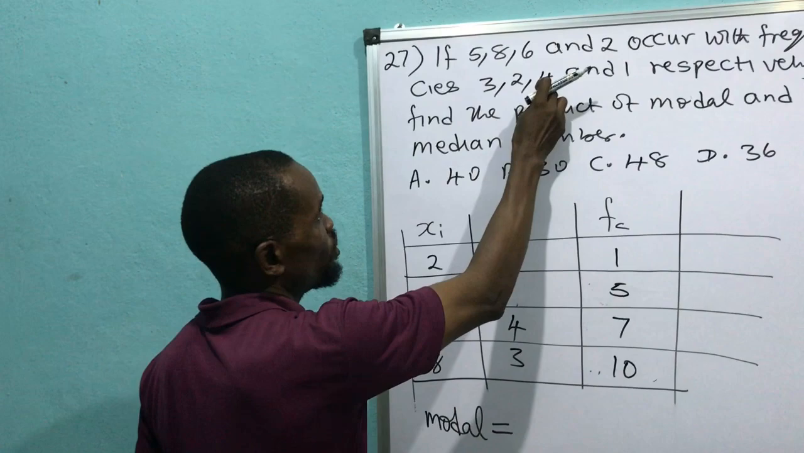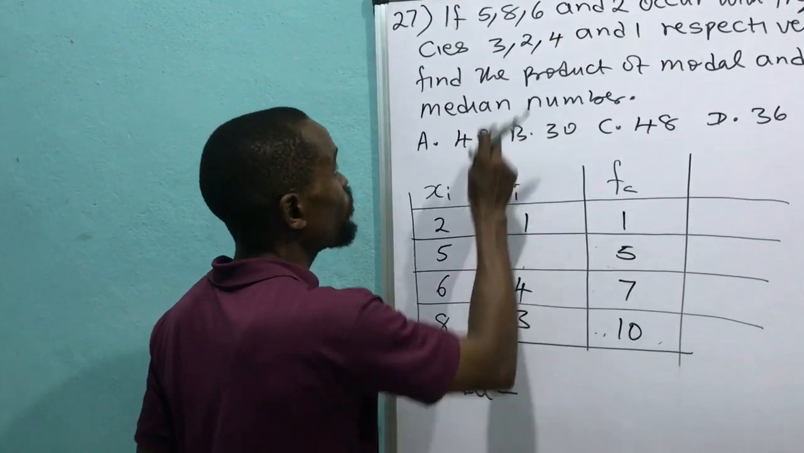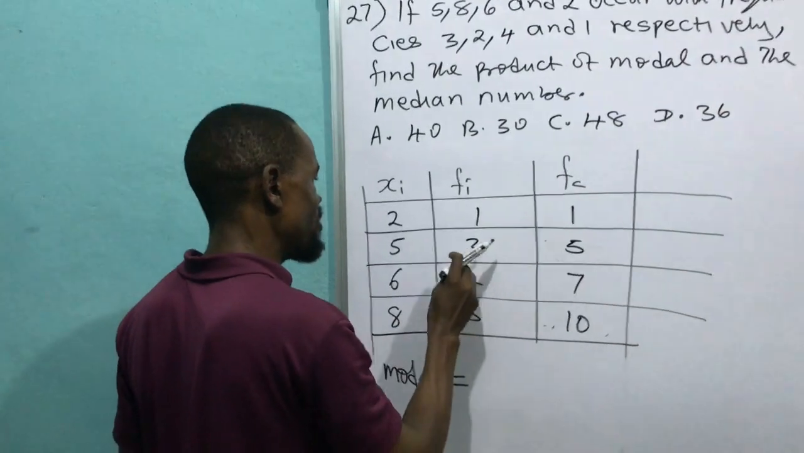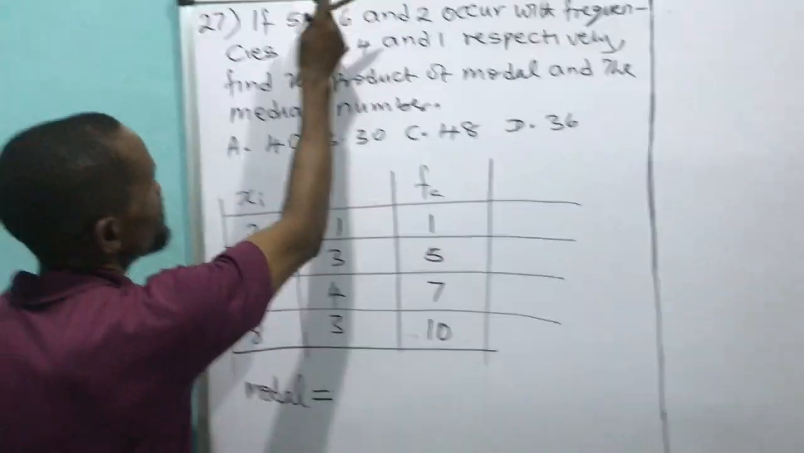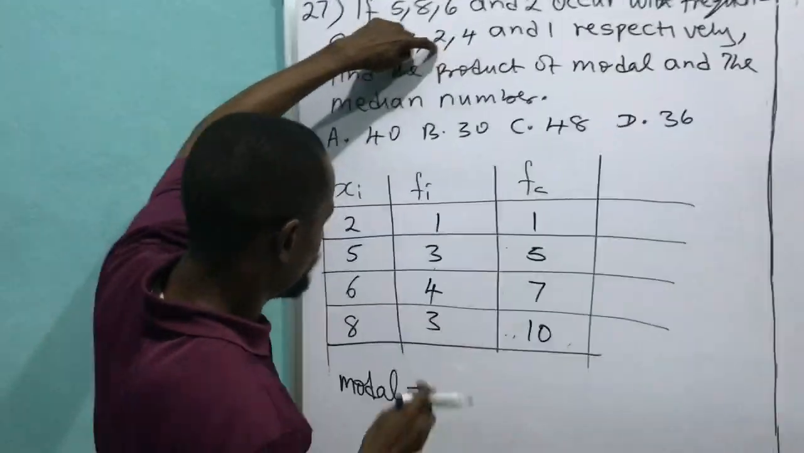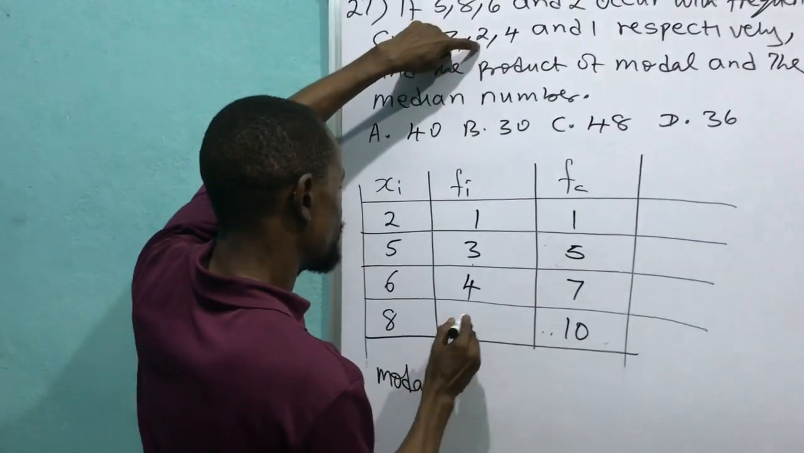Frequency of 6 is what? 4. And frequency of what? 5 is what? 3. That's where the mistake came in. And frequency of 8, look at my 8. Look at frequency of 5, 3. Frequency of 8 is 2. Sorry, the frequency of 8 is 2.